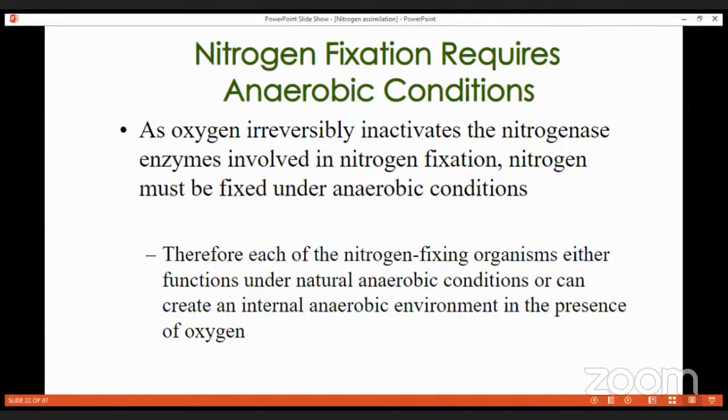This is the basic enzyme that is required for biological nitrogen fixation. So anywhere you hear the nitrogenase enzyme, it is basically biological nitrogen fixation. And if nitrogenase is involved, it has to work under anaerobic conditions, because oxygen inactivates its activity. Therefore each of the nitrogen fixing organisms either functions under natural anaerobic conditions or can create an internal anaerobic environment in the presence of oxygen.